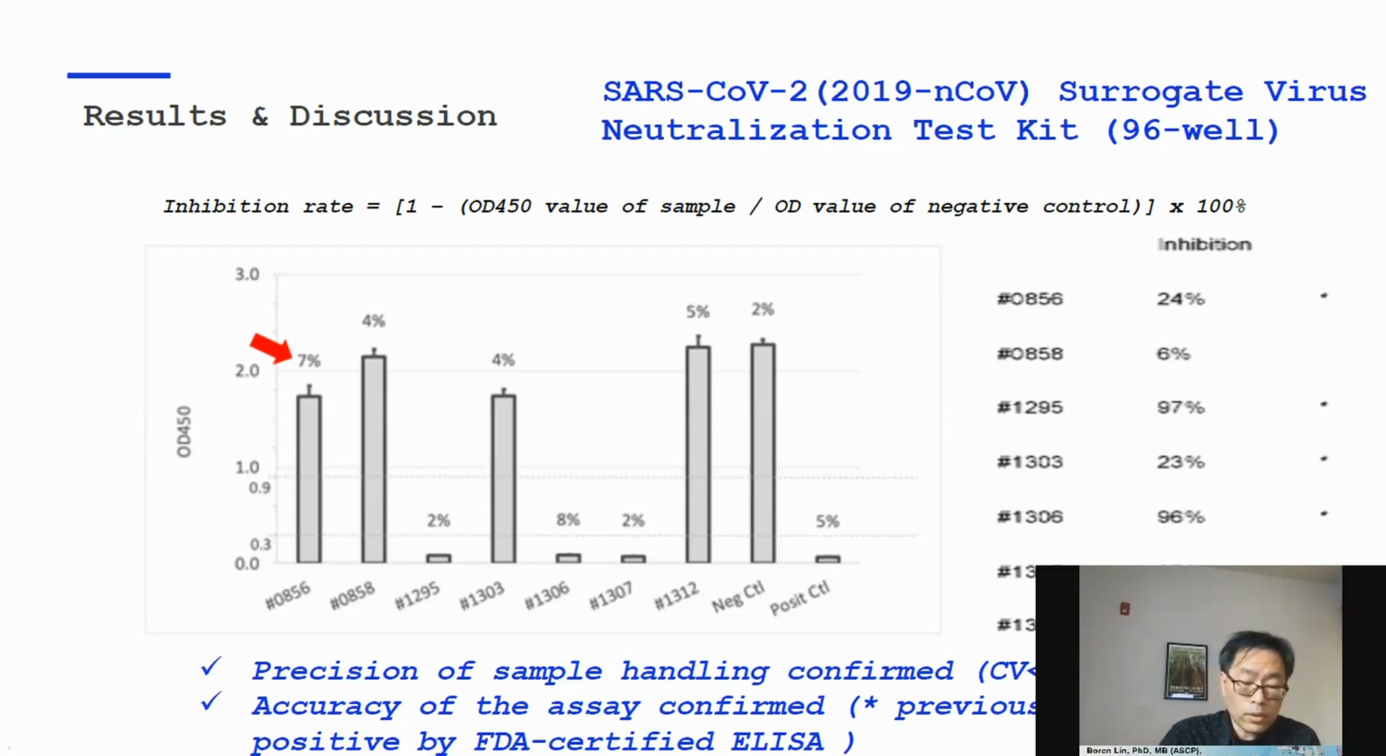The signal produced was further converted to inhibition rate according to the formula provided by the vendor. So the higher the inhibition rate is, the more neutralizing antibody is present in the sample. An inhibition rate higher than 20% is considered neutralizing antibody positive, which agrees with the results previously tested by an FDA-certified ELISA.